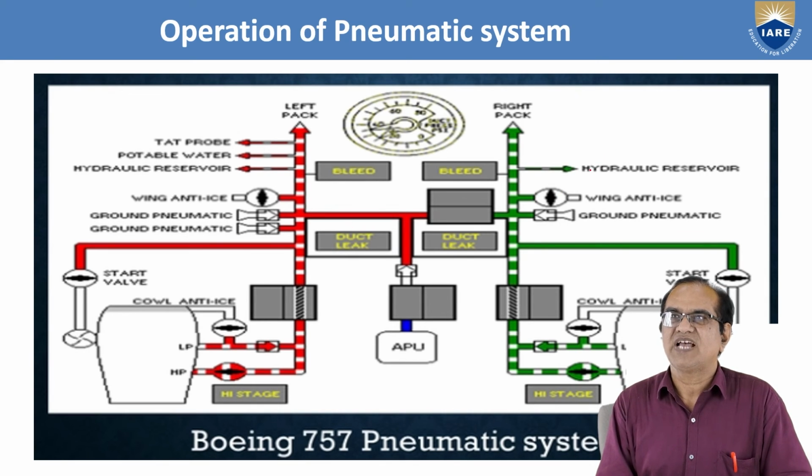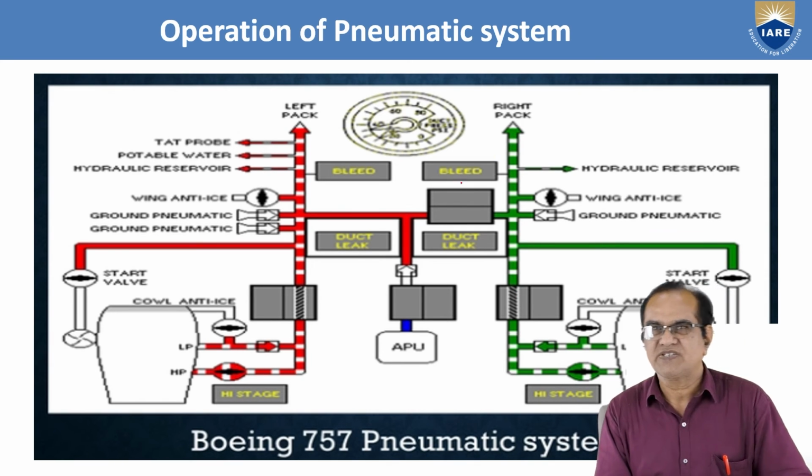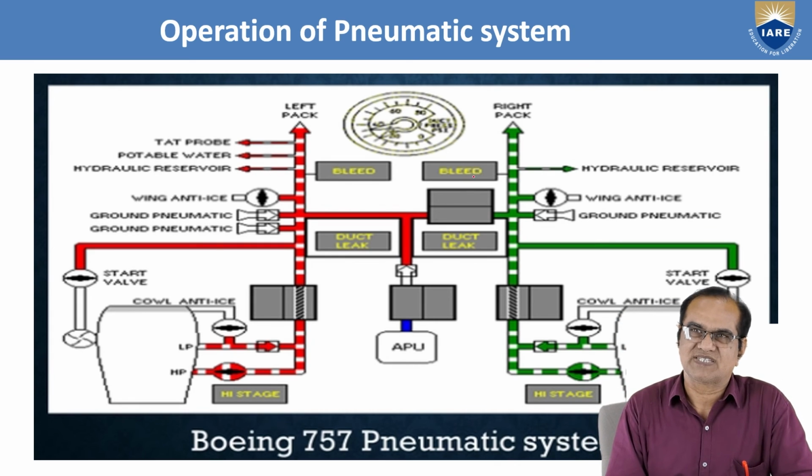In the same way, this also goes to the hydraulic reservoir, wing anti-icing system, ground pneumatic system, start valve, and air is taken from the HP stage. Then it goes to this, and this air bleed is used, and this is for the Boeing 757 pneumatic system. Here we have the auxiliary power unit. When you are on the ground, your auxiliary power will supply the pressure to the system and it will work.